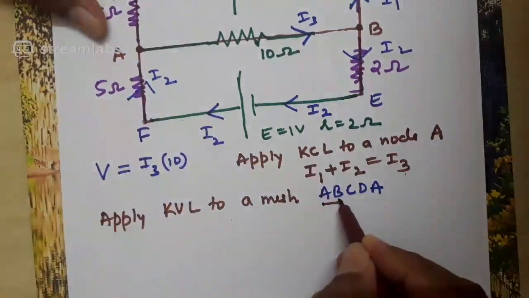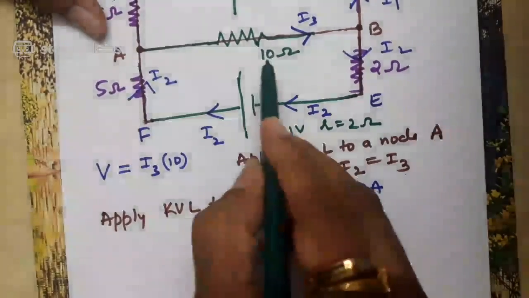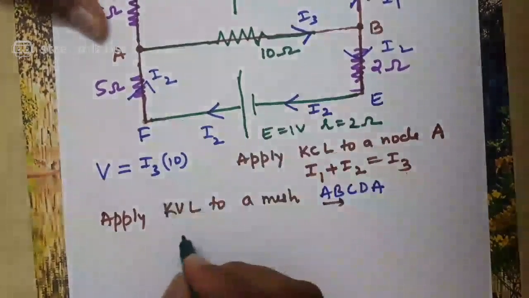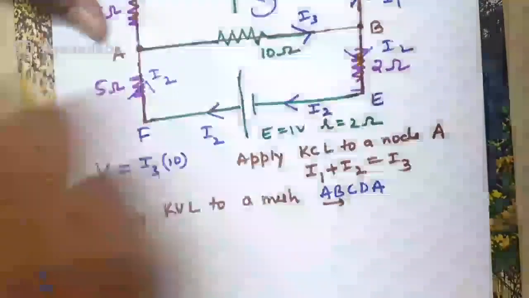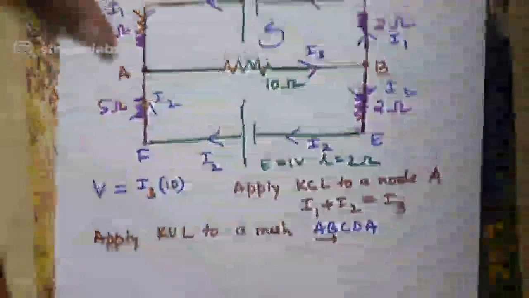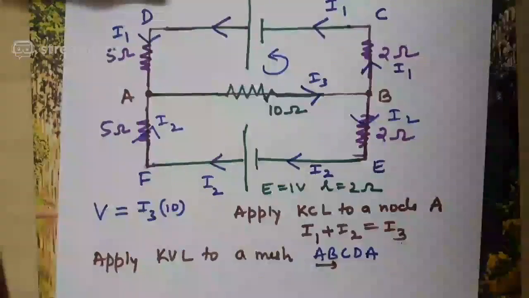A to B. What is the resistance? 10 ohm. What is the current? I3. So this is the direction of a traverse. No, I will mark the direction of a traverse. Is it in this direction? Sorry. A, B, C, D, A is the direction of a traverse.